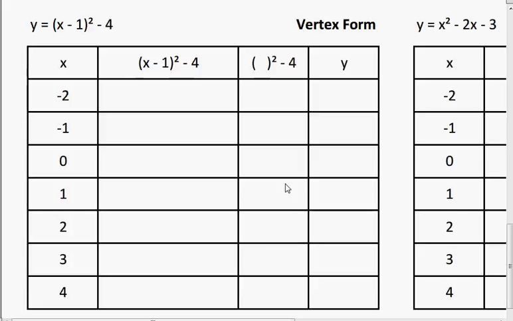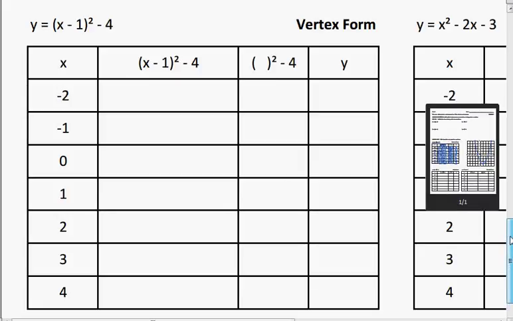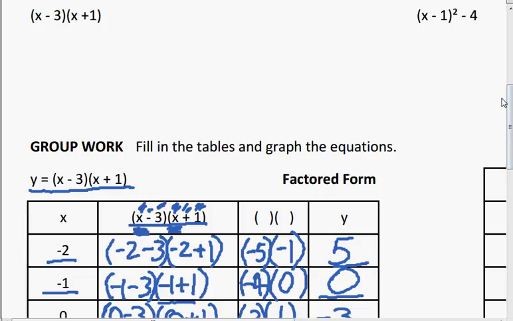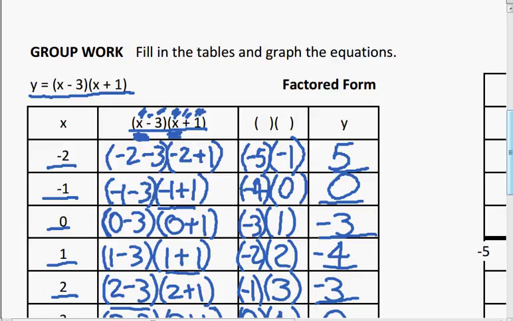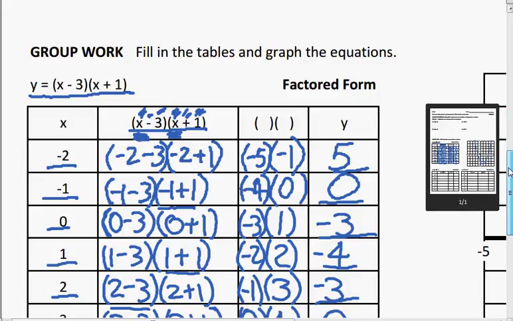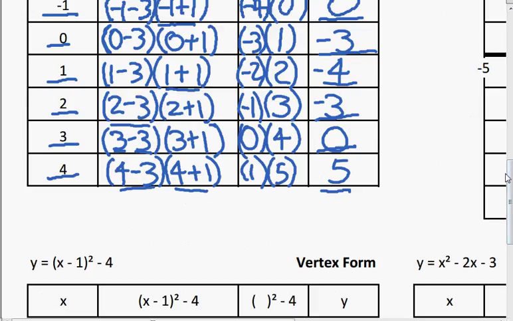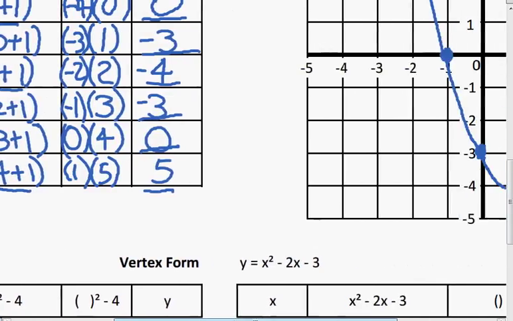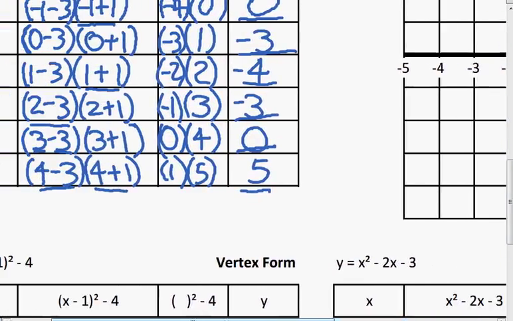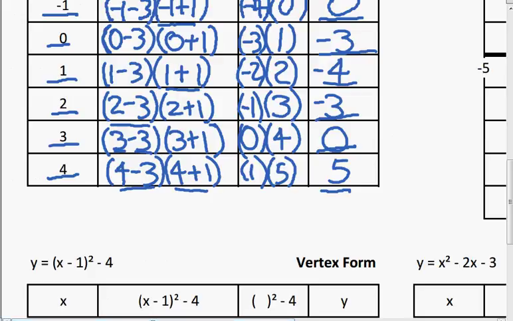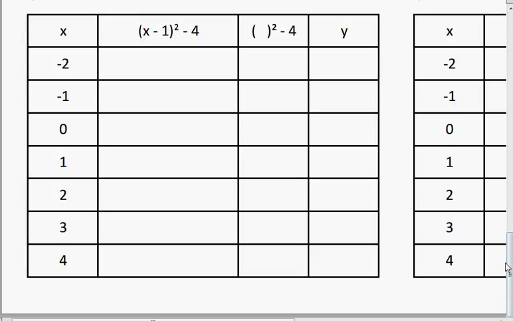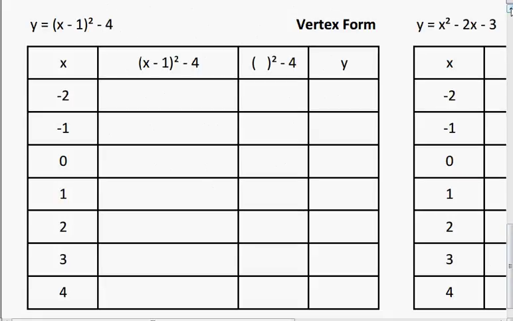This is the Core 2 video for doing a table and a graph from the vertex form. We just did the factored form. You hopefully watched the video on the factored form. We calculated all the values and then put them in the graph and graphed the parabola. Now we're going to do the same thing with the vertex form. So I'm just going to do the calculations in the table. I'll let you do the graph, and you'll find something interesting when you do the graph.